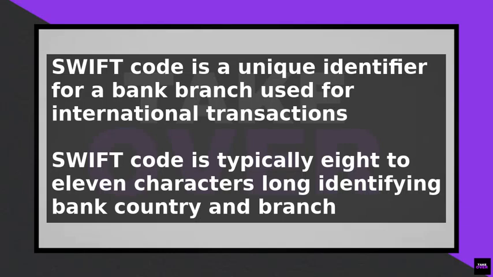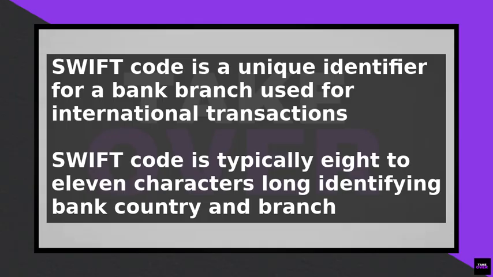To use your HSBC SWIFT code for international transfers, start by understanding what a SWIFT code is. A SWIFT code is a unique identifier for a bank branch that is used for international transactions. It is typically 8 to 11 characters long and is used to identify the bank, country, and branch. The first step in using your HSBC SWIFT code is to find it.